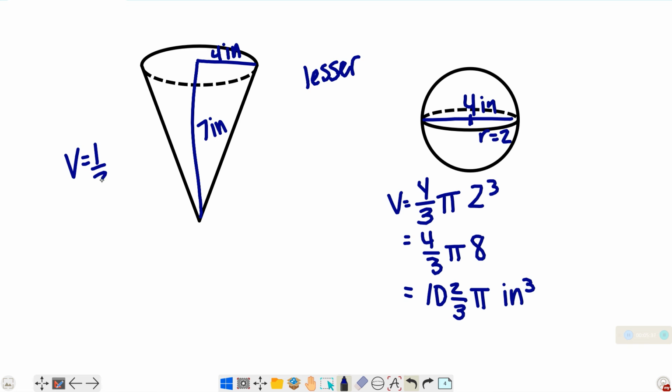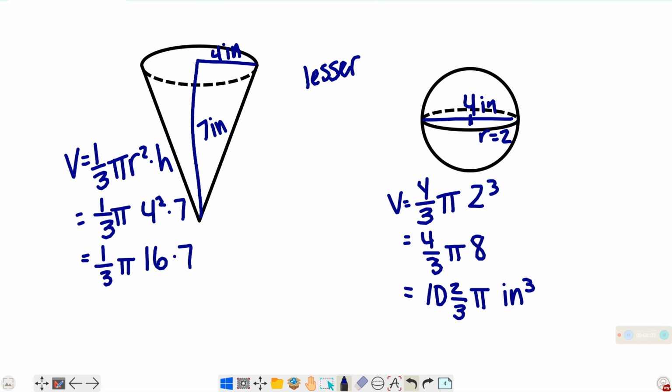For the cone, it uses the radius squared times pi for the area, and then the height. But since it's a cone, we need that fraction, which is 1/3. Four squared is 16. 16 times 7 is 112. If you take 112 and divide it by 3, you are going to get 37.3 repeating. That is the same as 1/3. This one is measured in inches cubed as well.